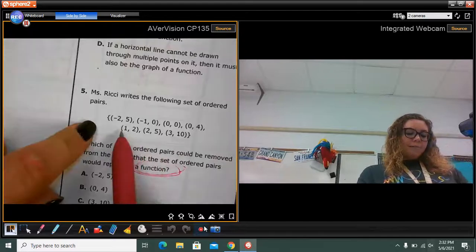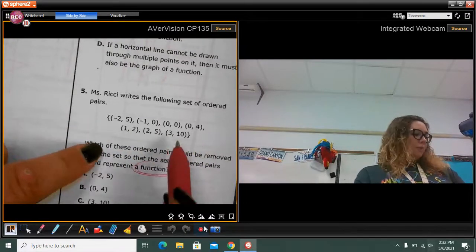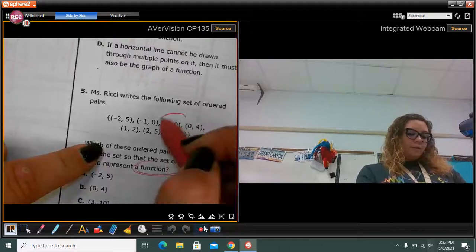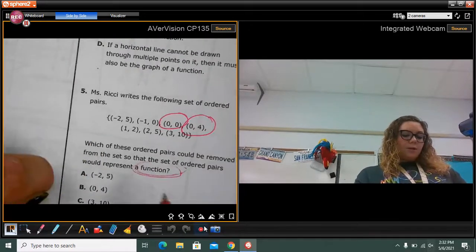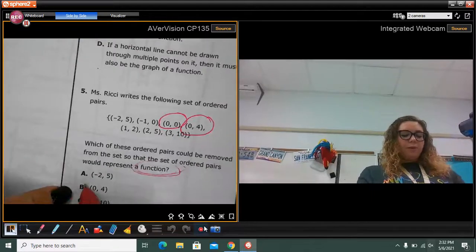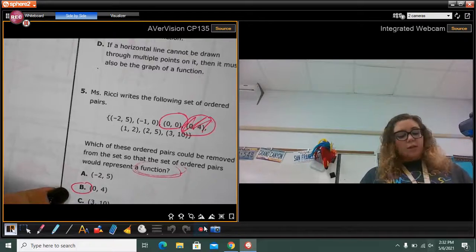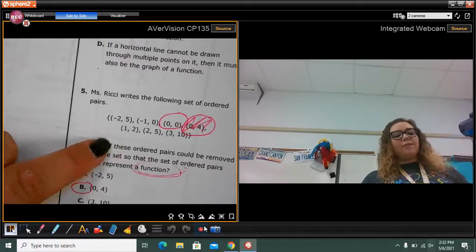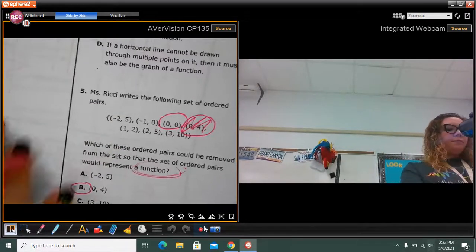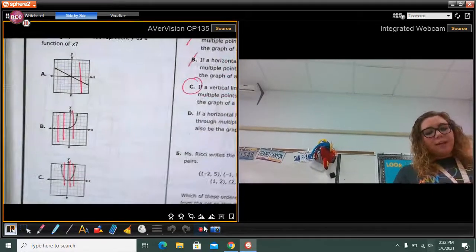Okay, do I have any repeating x values? I do. What's my repeating x values? Zeros. Okay. So, which one of these can I remove? I can remove B. If I remove B, do I have any repeating x values? No, so therefore this will be a function. Okay. If you have any questions at all, please let me know.